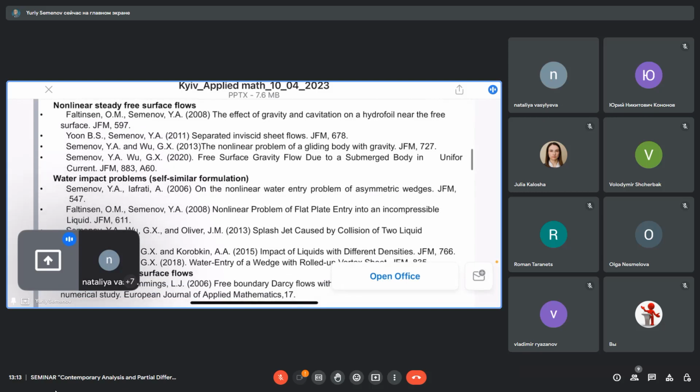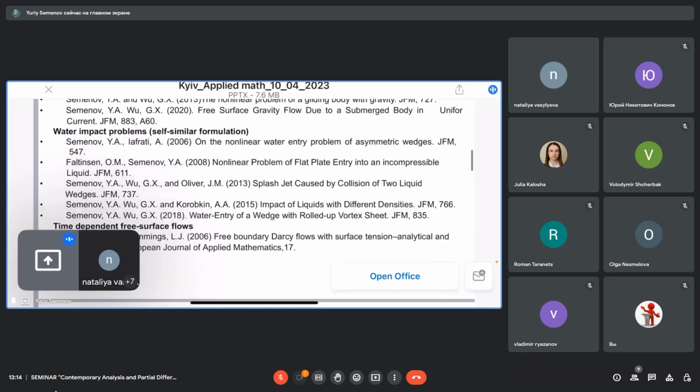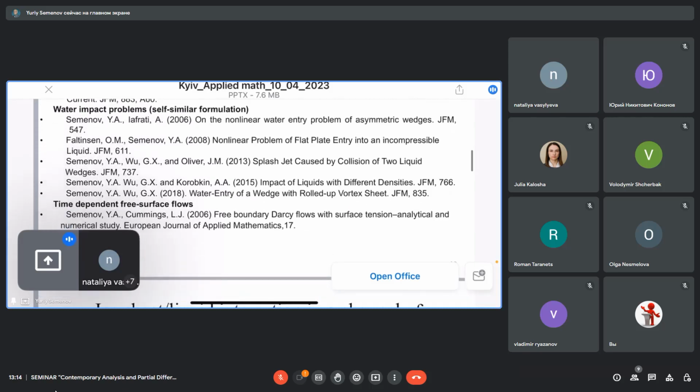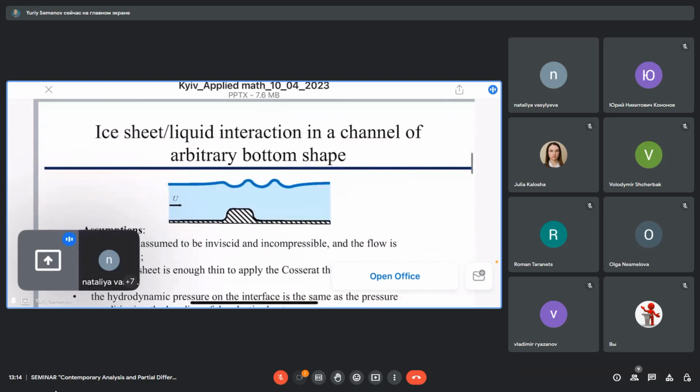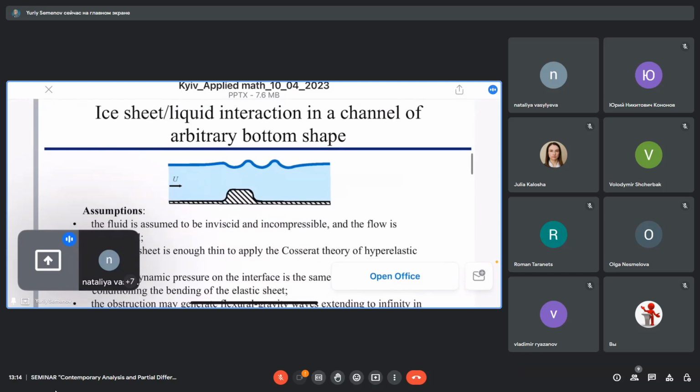Now this method was used to solve the following classical problems. For example, gravity and cavitation hydrofoil near a free surface, and so on. I will mention these problems later. Now I would like to present how to apply this method to a particular problem. This is actually the problem which I'm working on currently.